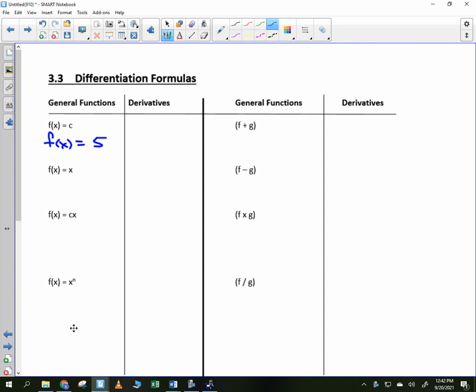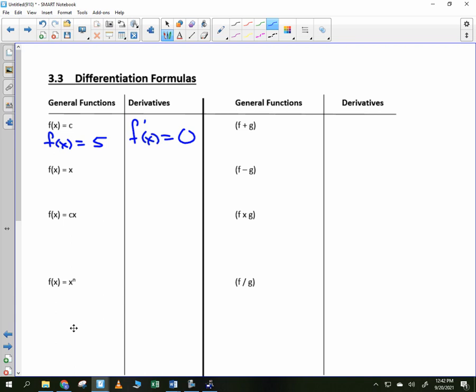Horizontal line passes through 5. What's the slope of that horizontal line? So if the derivative is the slope, what is the derivative going to be? So f prime of x in this situation will be 0. The derivative of any constant is 0. Any question?